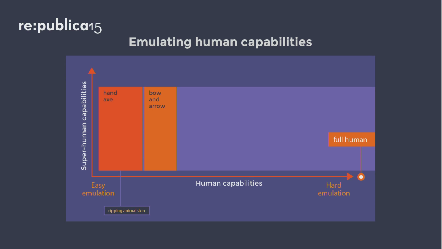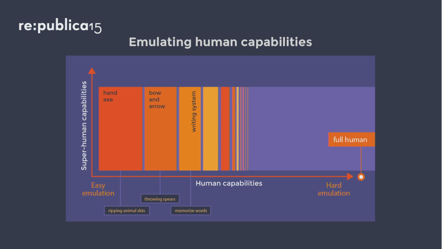Now the next invention, bow and arrow. Really good for throwing spears. Immediately superhuman capabilities, but only for the limited domain, only domain specific. And the same with the writing system, right? Memorize words. Superhuman capability: immediately you can have it for hundreds, thousands of years written down precisely, accurately, and so on, but domain specific. Pretty much everything we invent, as time goes on, is domain specific. It has a superhuman capability, but it is domain specific.